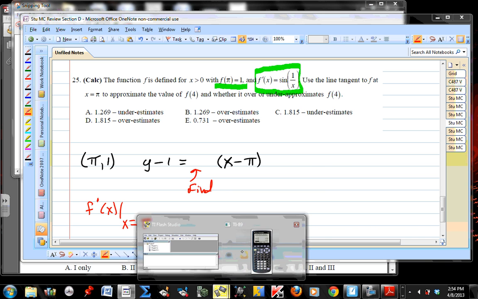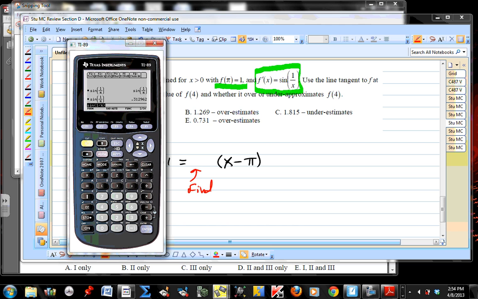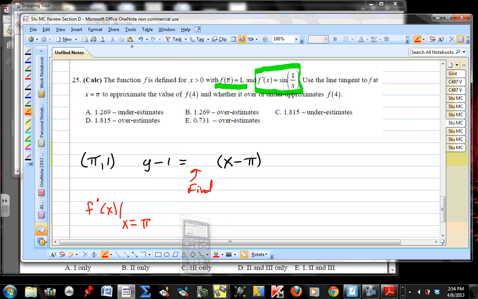Well, you can type that into your calculator. They told us that f prime of x is sine of 1 over x. So I typed in the sine of 1 over pi into our calculators, and we get about 0.313. So the slope of our curve is about 0.313.